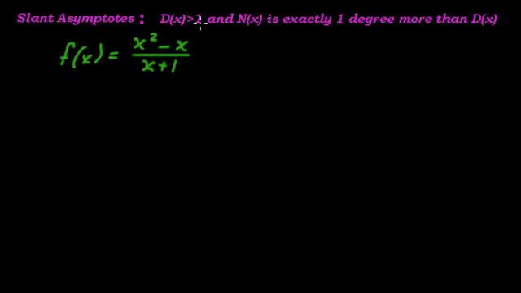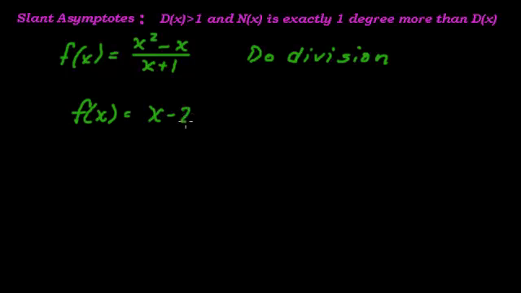Here's our example. We're going to look at the quantity x squared minus x divided by the quantity x plus 1. The first thing that you'll need to do is your division. So you will do your division as we discussed in a previous video, and I've already done the division for you. When you do the division, you will get that f of x equals x minus 2 plus 2 over x plus 1.